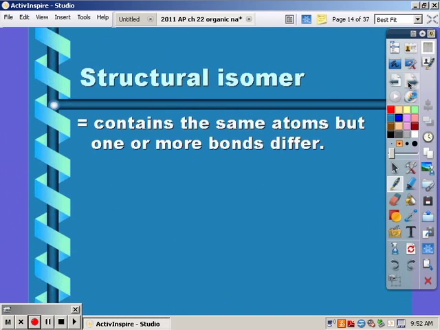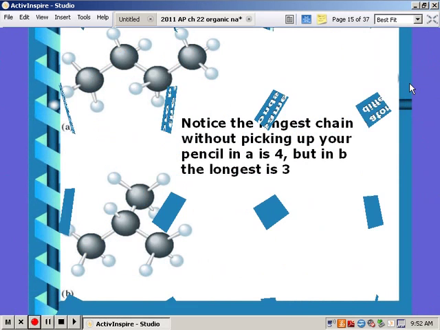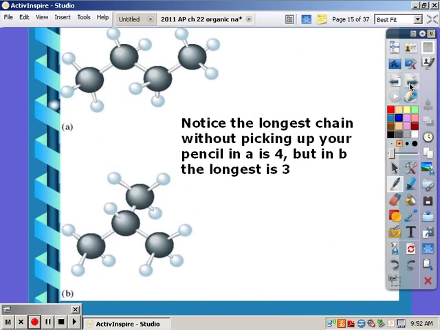A structural isomer contains the same atoms, but one or more bonds are going to differ. If you notice in these two, if you count the longest chain, the top one's longest is 4, and the bottom's longest is 3. So they both have 4 carbons, but they're going to be named different.